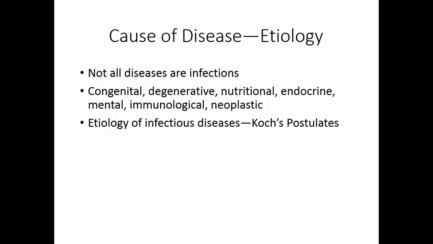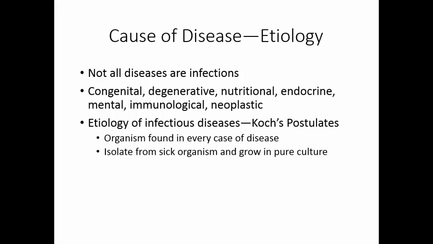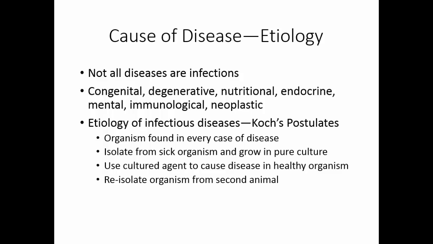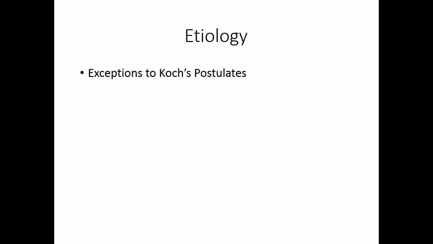You'll remember that Koch's postulates, you had to find the organism in every case of a disease. You had to isolate the organism from a sick animal and grow it in pure culture. You then use the cultured agent to cause disease in a healthy organism and then recovered the organism from the second sick host. There are sometimes exceptions to Koch's postulates.